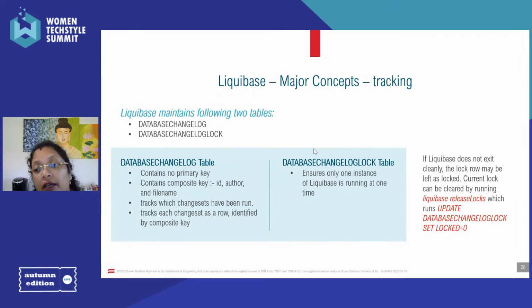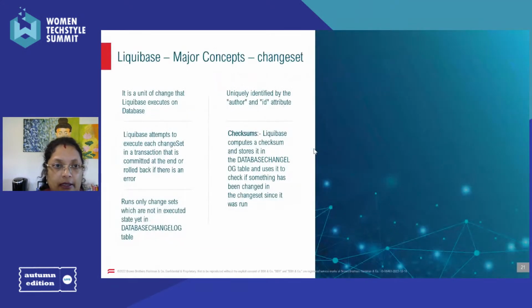If the Liquibase script did not exit cleanly, then you will have an entry in this database change log lock table, which basically ensures that only one instance of Liquibase is running at a time. And if that happens, there are Liquibase commands to unlock it, or you can update the state in the database. I'll be giving a demo towards the end, and these concepts hopefully should be cleared out even further down. Okay, so what is a change set?